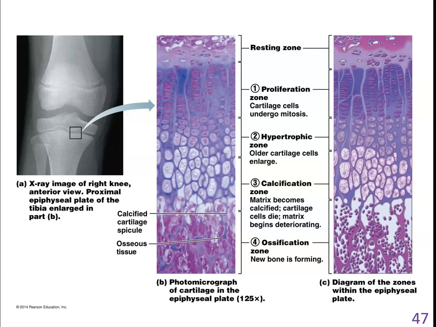And here you see that picture I showed you before. Here an artist has redrawn it to try to make it a little bit clearer and show you the zones. And all of this would be taking place in the epiphyseal plate of an adolescent or child.